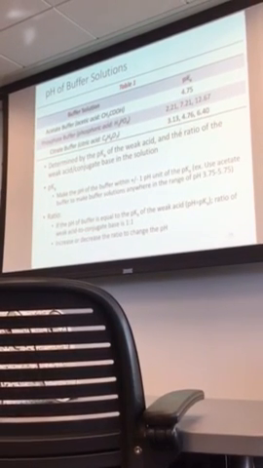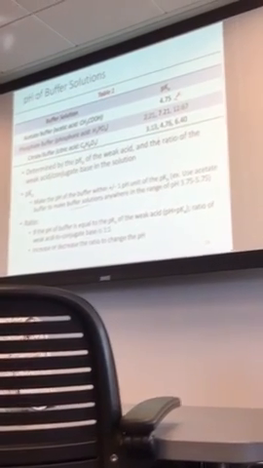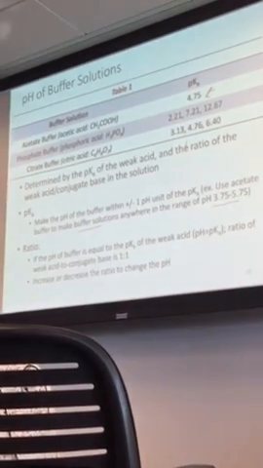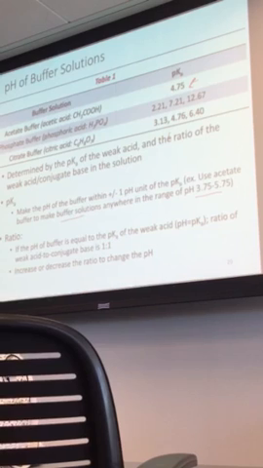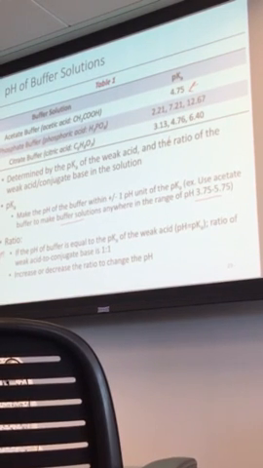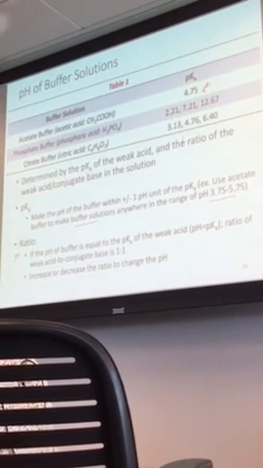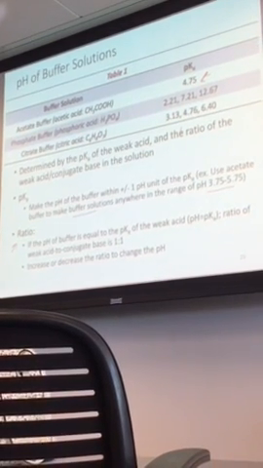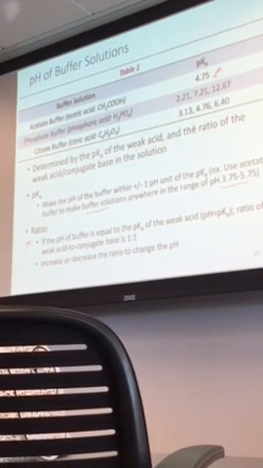So for example, if you're using an acetate buffer, you would be able to make your buffer solution anywhere in the range of 3.75 to 5.75. So plus or minus 1 pH unit of your pKa. And then the ratio is what gives you different pHs in that range. So pH equals pKa means your ratio is 1 to 1, and when you change that ratio, that's when you can get a higher or lower pH of your formulation.